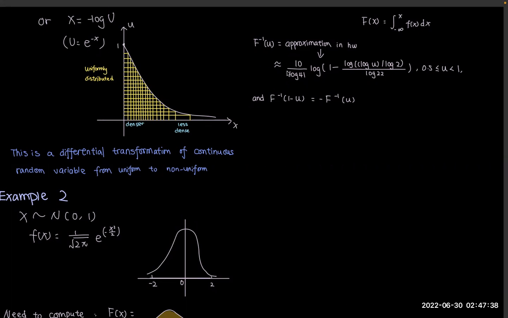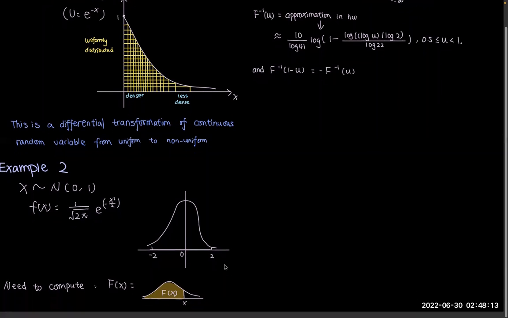Say F inverse of u can be approximated by this formula for u between 0.5 and 1. And for those u between 0 and 0.5, you can use this formula to get the corresponding F inverse. With this approximation, as in the homework, you can then apply the inversion method. Again, you generate u from the uniform distribution from 0 to 1, and you let x be F inverse of u. You plug this u into this formula, and you get the corresponding x that follows this normal density.